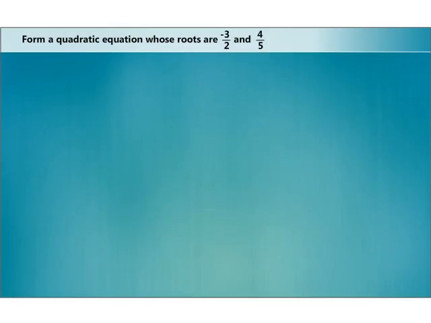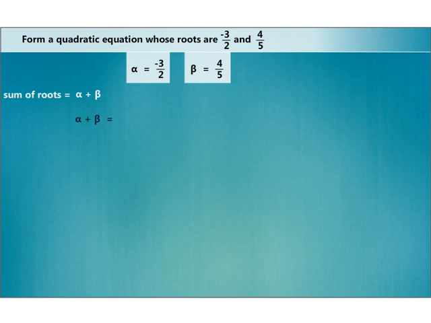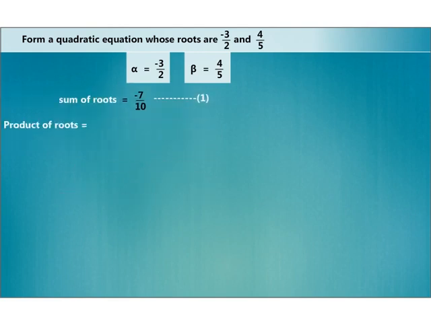Form a quadratic equation whose roots are -3/2 and 4/5. Here it is given that alpha = -3/2 and beta = 4/5. The sum of roots is -3/2 + 4/5. Taking the LCM, we get (-15 + 8)/10, that is equal to -7/10. Similarly, the product of roots is alpha into beta, that is -3/2 into 4/5, which is -12/10.